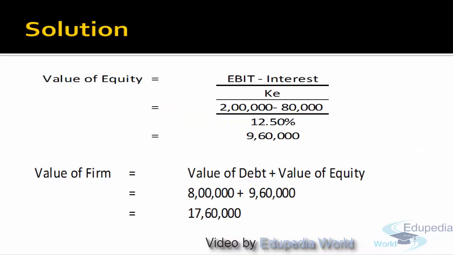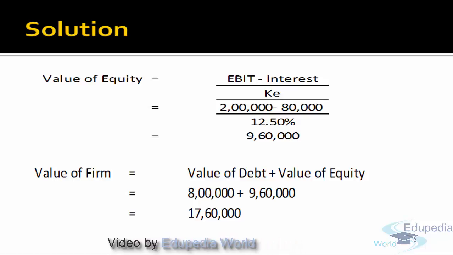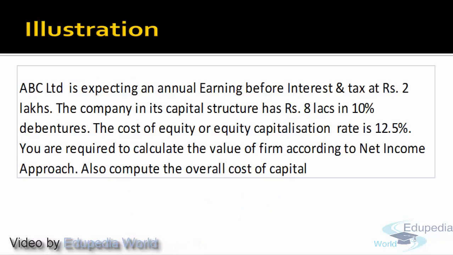So how are you going to solve it? What is value of equity? Value of equity can be computed by the earnings available to the equity shareholder divided by their expectations, right? Earning available is after paying the interest portion of the debenture holder. Let's go back to the question. There are 8 lakhs debenture of 10%.